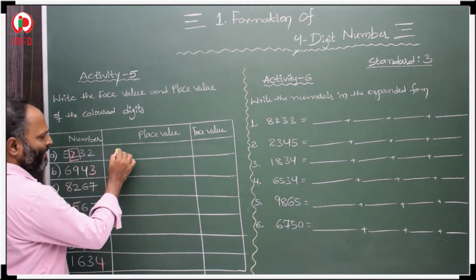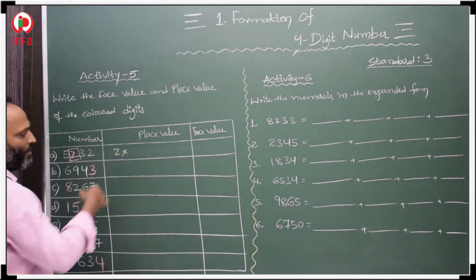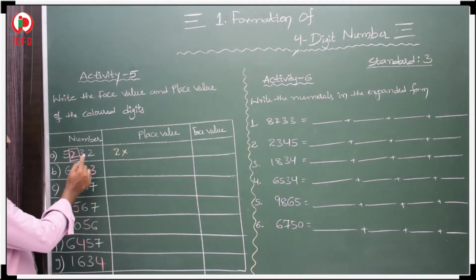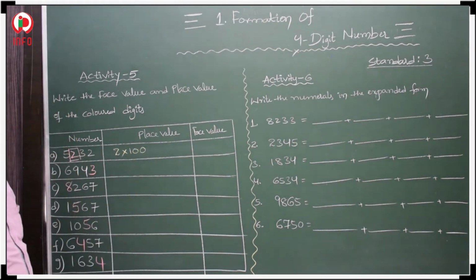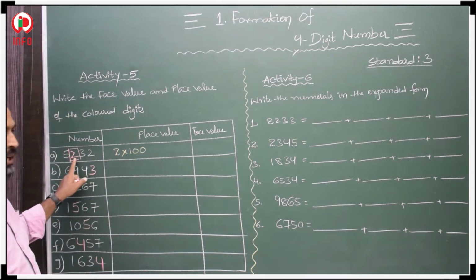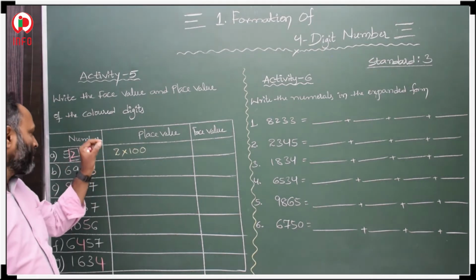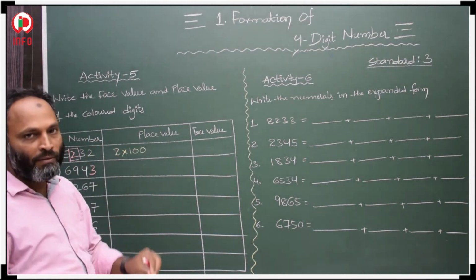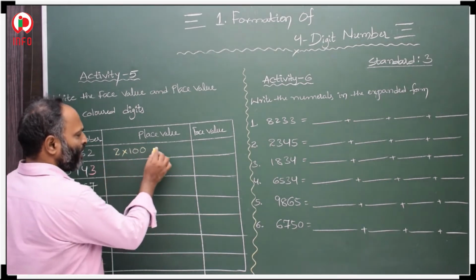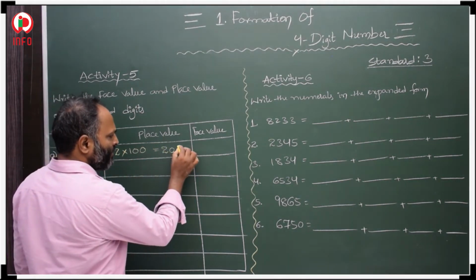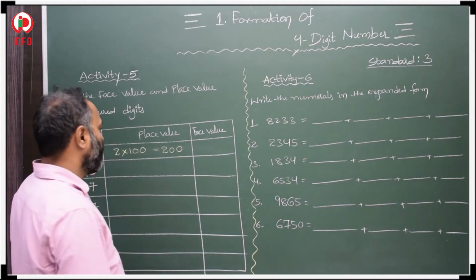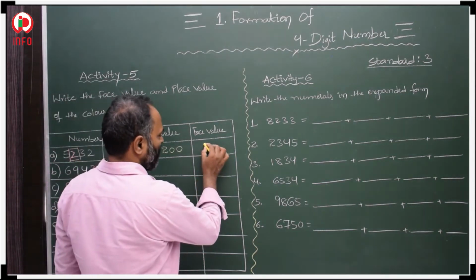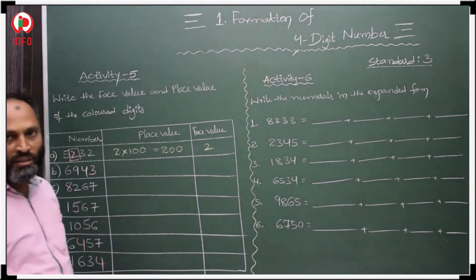Here the first digit is 2. Digit multiplies with place. In which place is it? Ones, tens, 100. So the digit is multiplied with 100. Why are we multiplying with 100? Because this 2 is in the hundreds place. So 2 into 100 is equal to 200. This is the place value of the colored digit. And the face value is whatever the digit is, that 2 we have to write here.